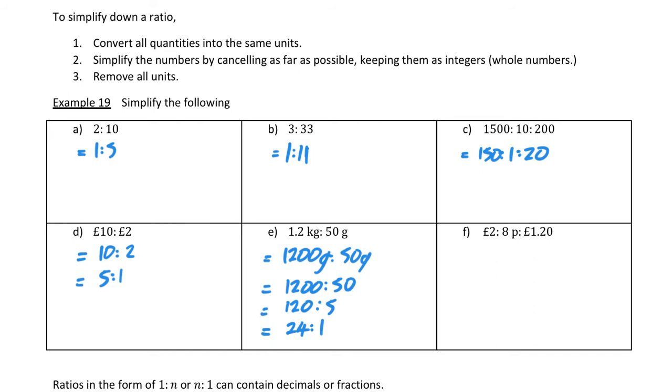And last example says 2 pounds to 8 pence to 1 pound 20. Going to make everything pence. 2 pounds is 200 pence. And I've got 8 pence. And then I've got 1 pound 20, which is 120 pence. So I could write that as 200 to 8 to 120. And then divide everything by 8. 200 divided by 8 would just be 25. 8 divided by 8 would be 1. 120 divided by 8 would be 15. And there we have it.